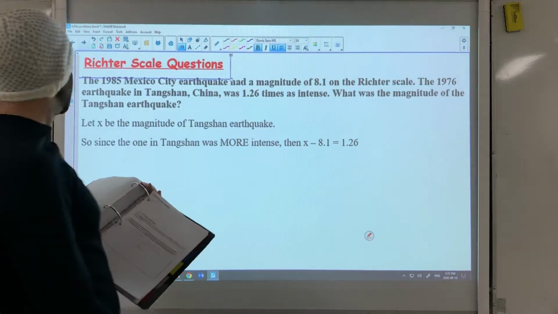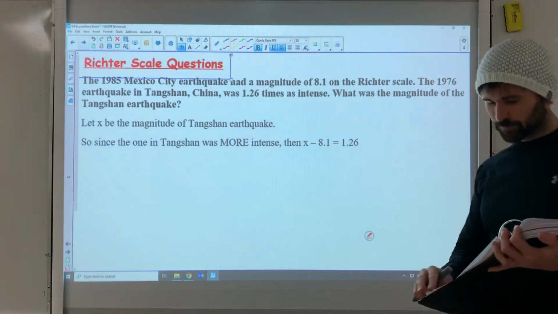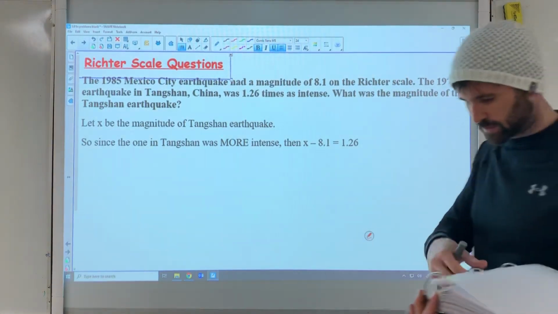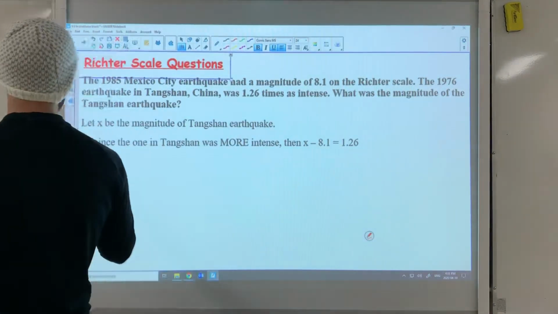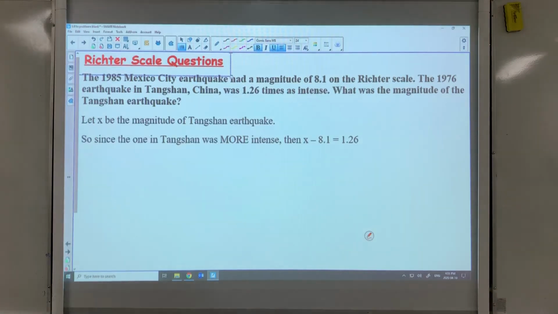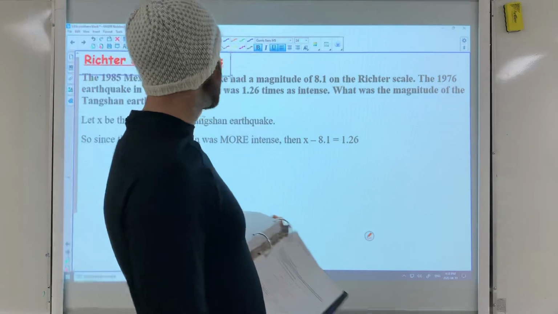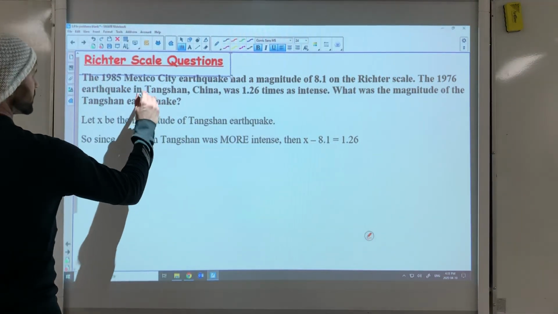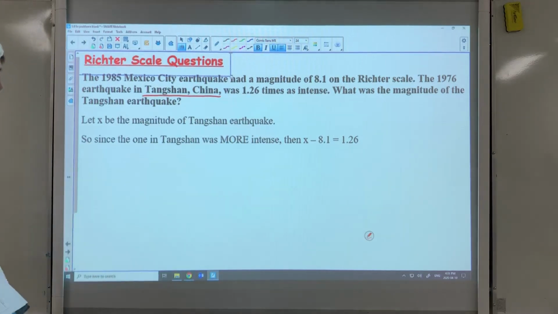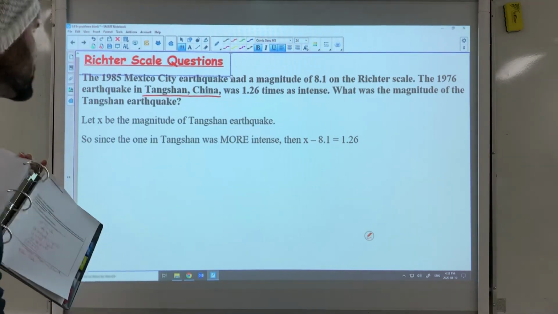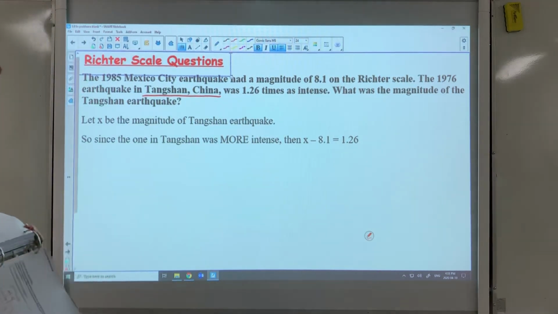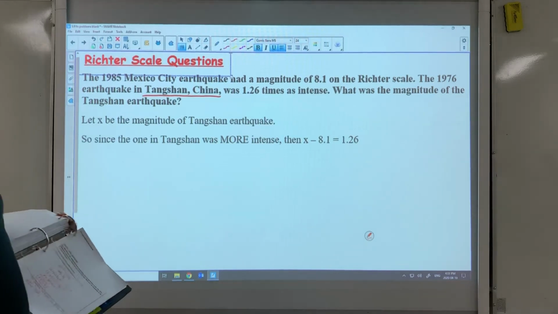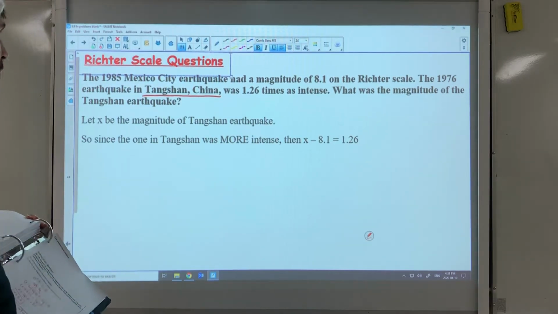Wow! All right, last Richter scale question. Every once in a while you get one that looks like this. This is about as tricky as they get. So let's see. In 1985, Mexico City had an earthquake with a magnitude of 8.1 on the Richter scale. In 1976, an earthquake in, I'm going to say this wrong probably, Tangshan, China, was 1.26 times as intense. What was the magnitude of the Tangshan earthquake?